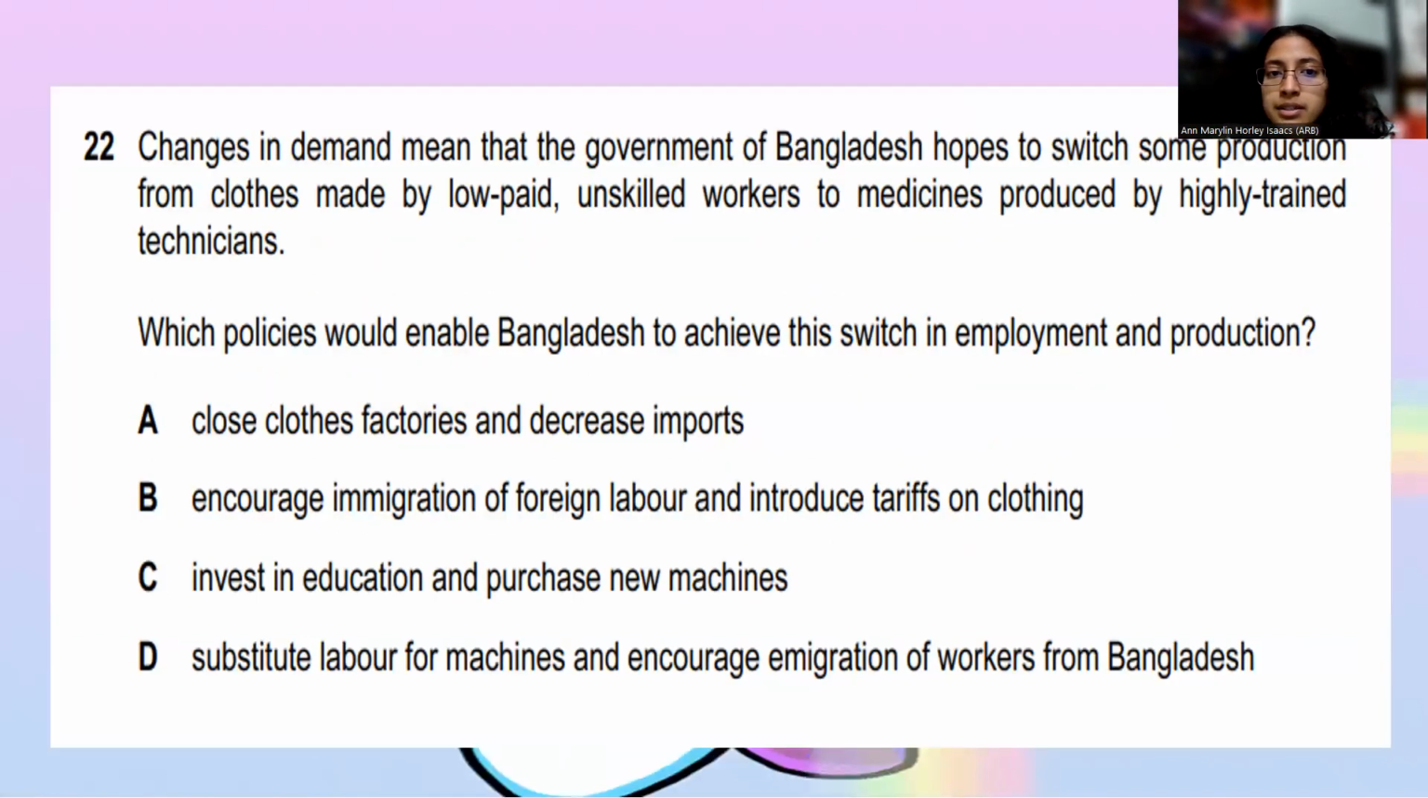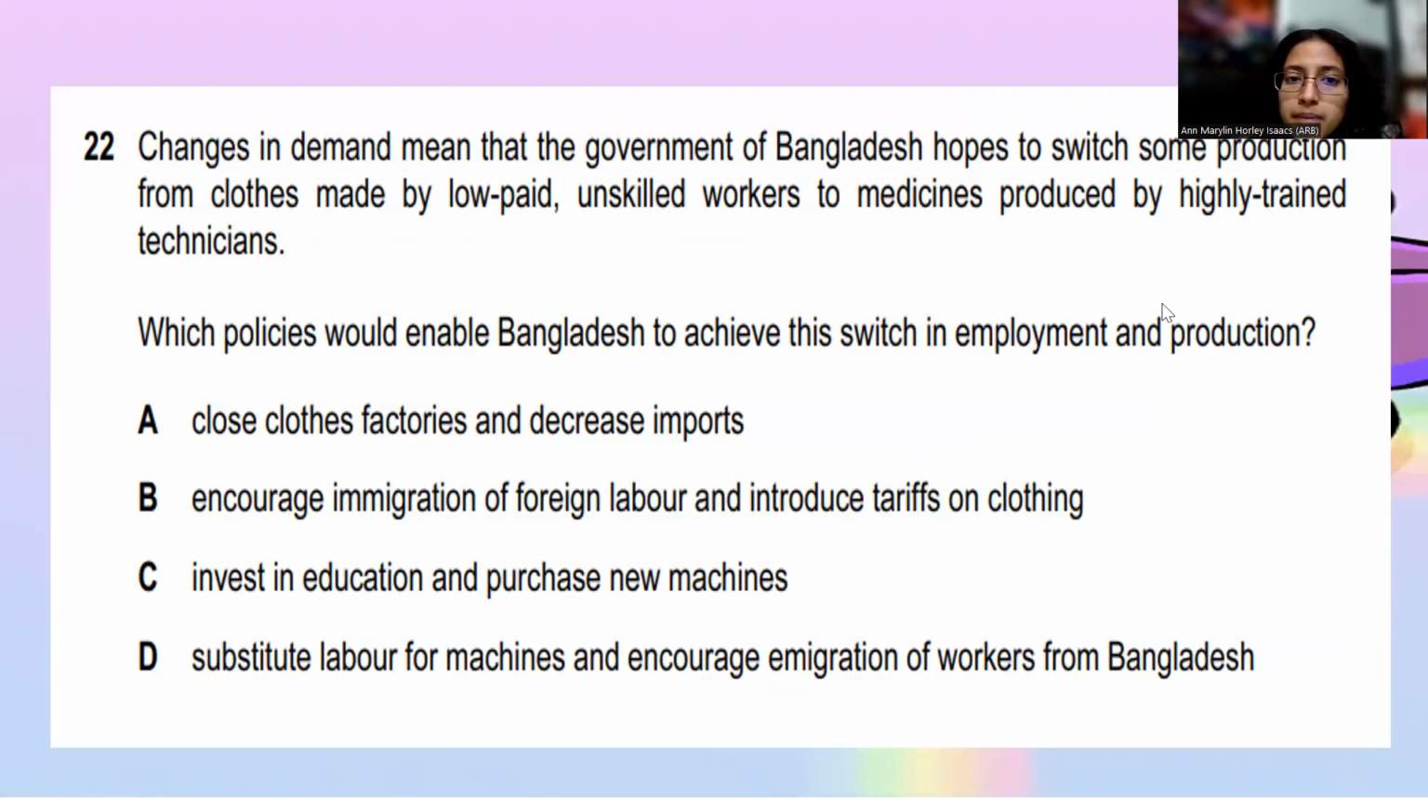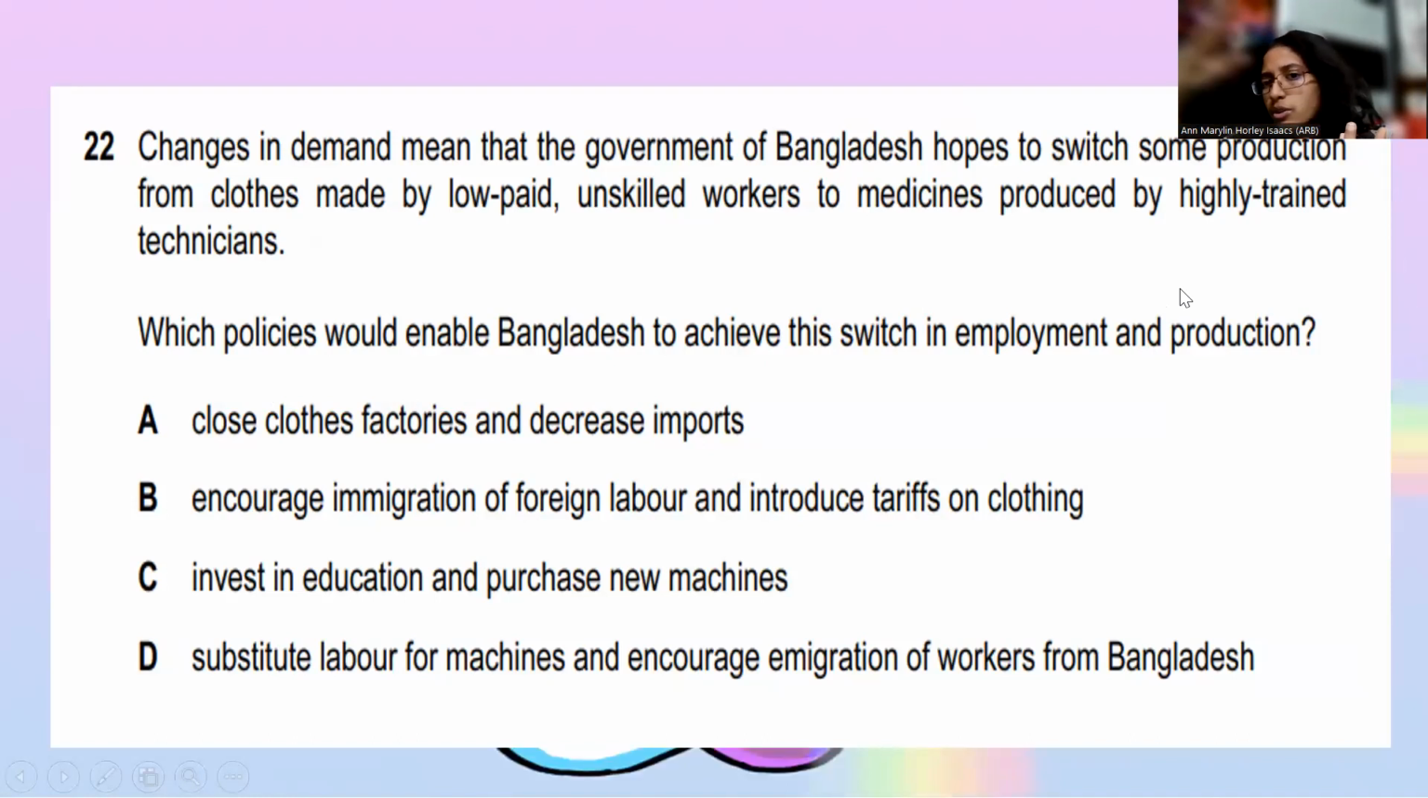Okay. The changes in demand mean that the government of Bangladesh hopes to switch some production from clothes made by low-paid unskilled workers to medicines produced by highly trained technicians. So you've got two things down here. You've got the clothes, and then now you're switching over to something which is entirely different, medicines. And the clothes, evidently, they're trying to say these are basic clothes because low-paid unskilled workers. So you don't expect very much. You probably look at standard clothings, mass-produced clothings. It's not nothing fancy.